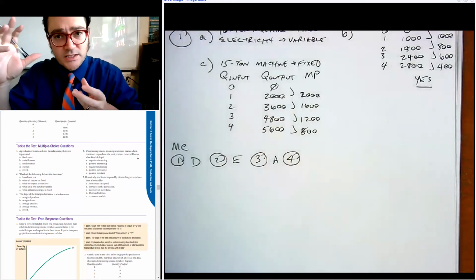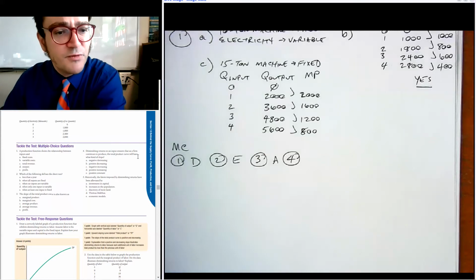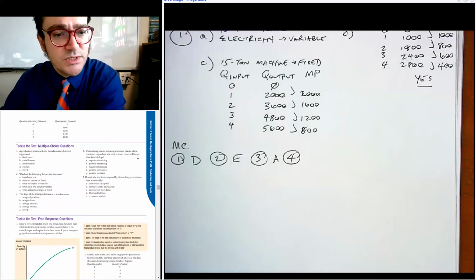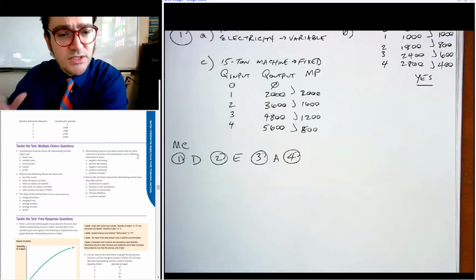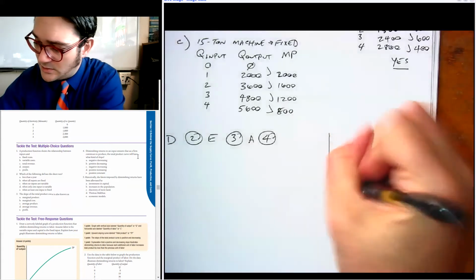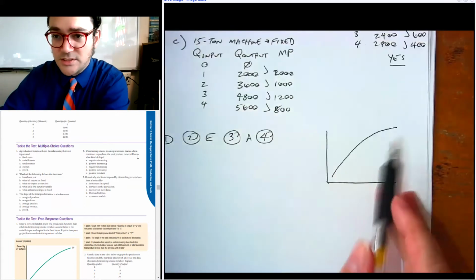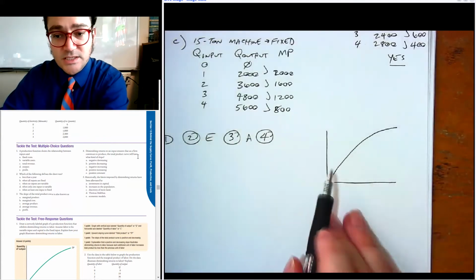So if you have total cost, the slope is the marginal cost curve, and so forth. Number 4, diminishing returns to an input ensures that as a firm continues to produce, the total product curve will have what kind of slope? The total product curve, just for reference, kind of does one of these, and it just starts to flatten out. So it's a positive, right?